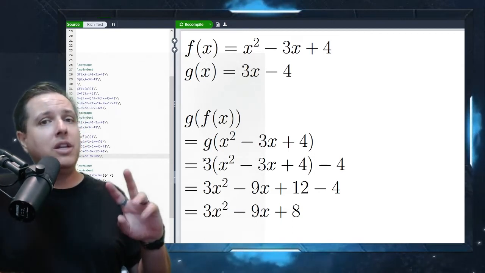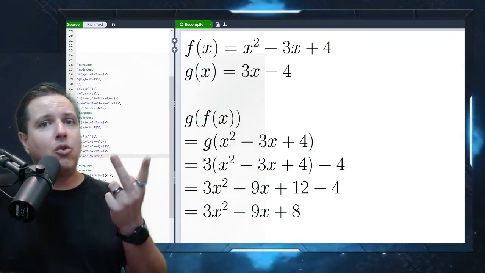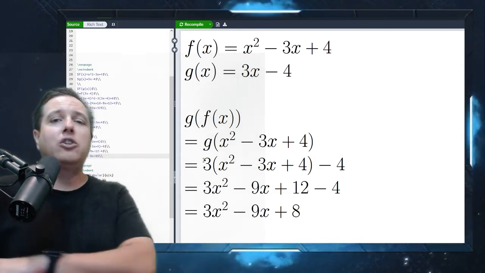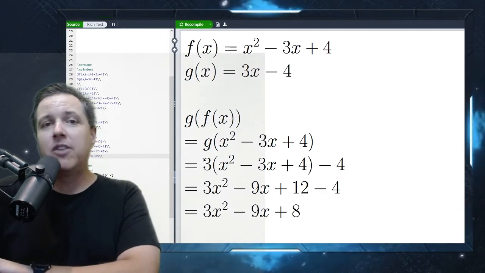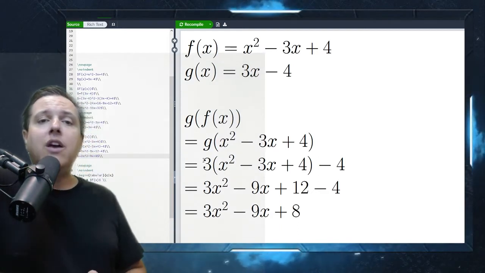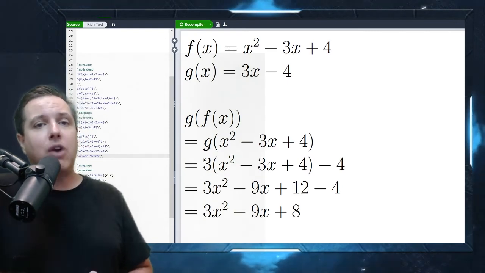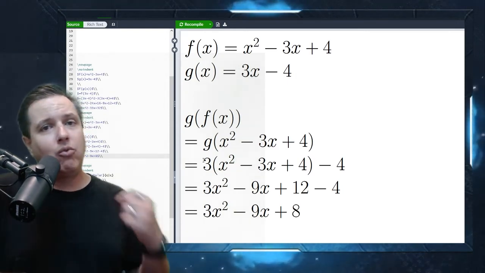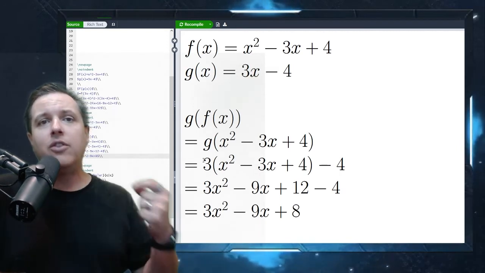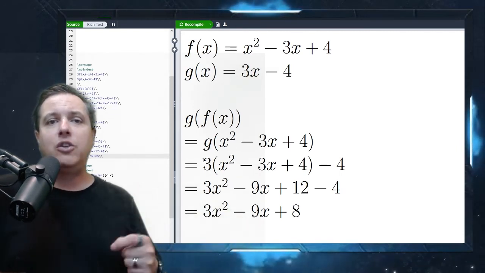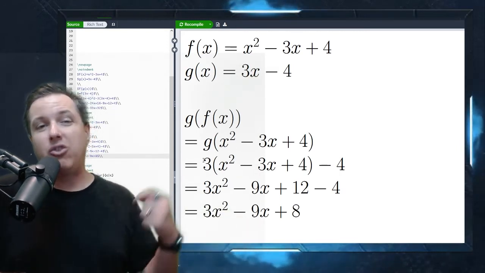Notice that the only thing we did different in this problem was reverse the order of the composition, and it sure looks like we got a different outcome. So we can conclude that composition of functions is not commutative. It's like subtraction and division, where we have to be really careful about the order that we do our composition, because if we do it in the wrong order, we're going to get the wrong answer.